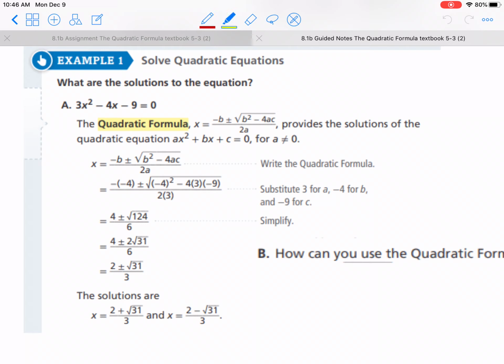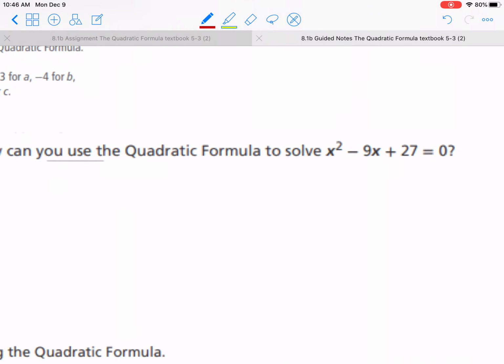I really like that they show that first they simplified the discriminant, then they simplified the radical, and then they simplified the whole term. So those are the steps that we want to be completing as we do this. Let's just do one example together to remind us of how to solve using the quadratic formula.